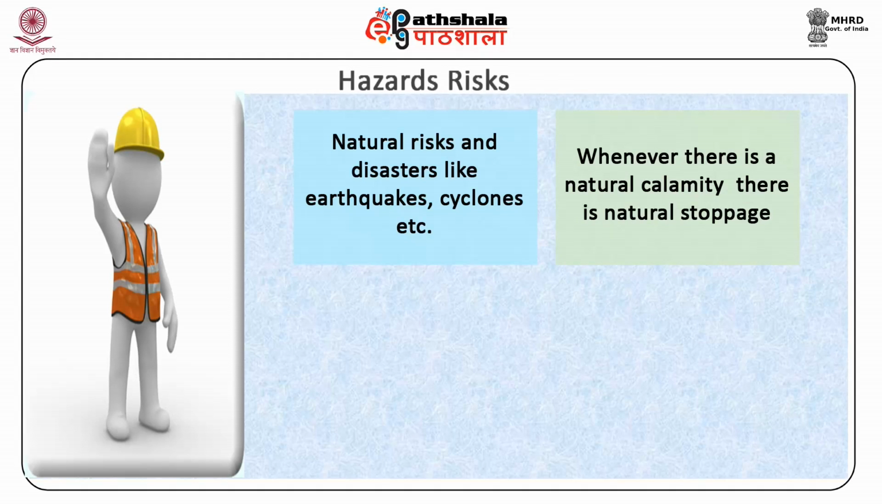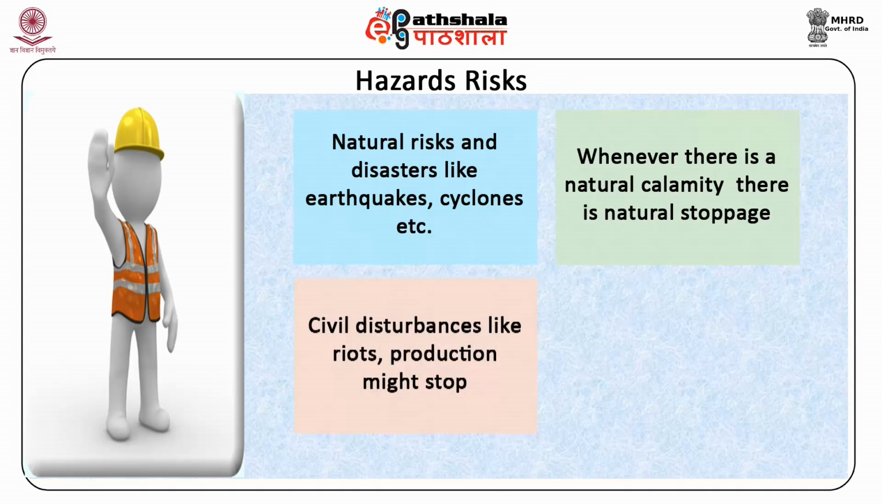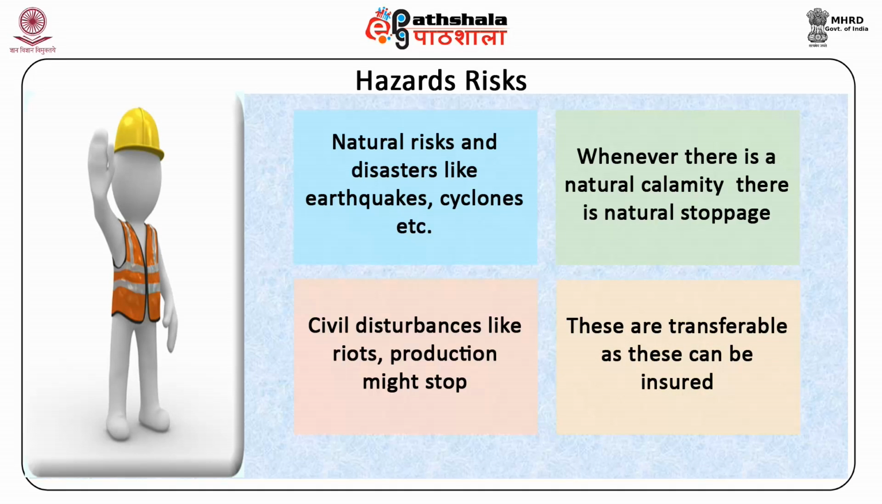Whenever there is a natural calamity, projects cannot keep on functioning and there is natural stoppage. Even if there are civil disturbances like riots, production might stop. These risks are usually unexpected and cannot be estimated in advance. But these are transferable as these can be insured.